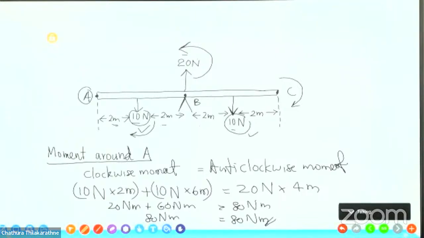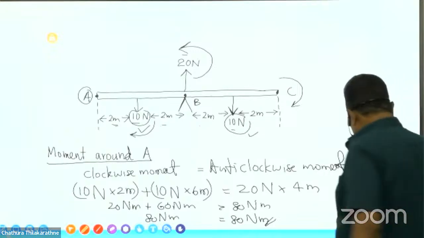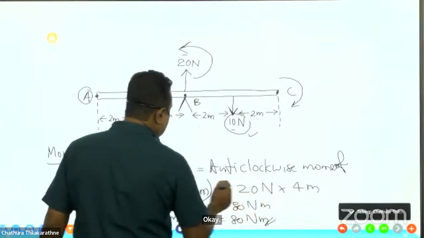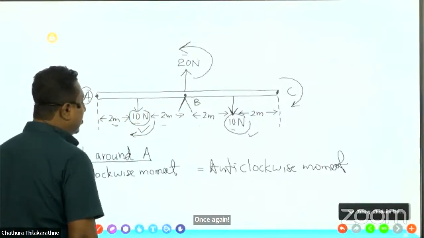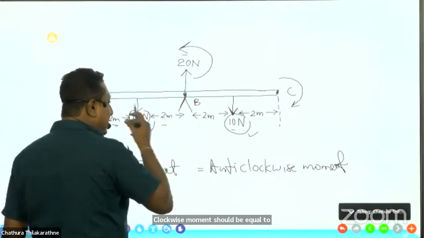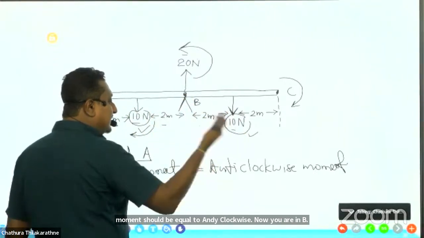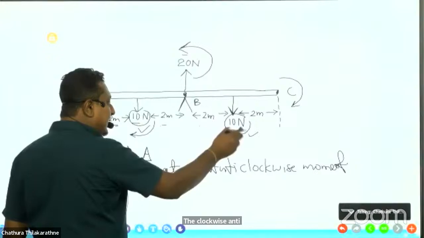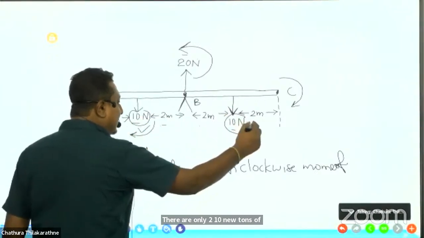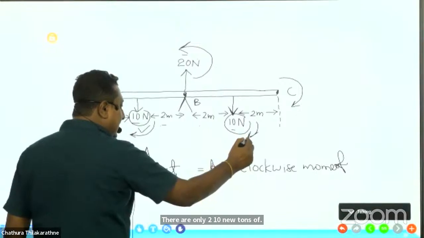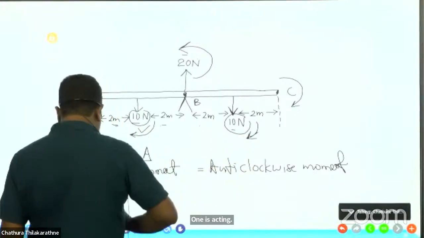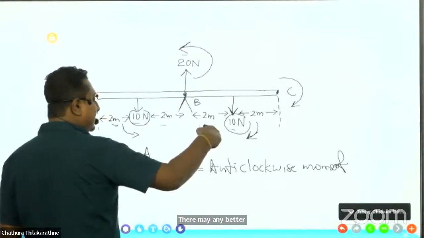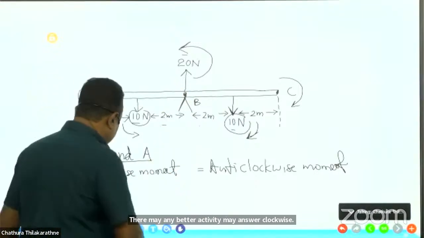Okay. Once again, clockwise moment should be equal to anti-clockwise. Now you are in B. Find the clockwise, anti-clockwise moment acting around B. There are only 10 newtons of forces acting. One is acting clockwise. The other one is acting anti-clockwise this time, in the other direction. Then what happened to these 20 newtons of force?